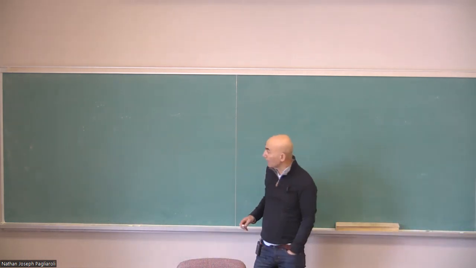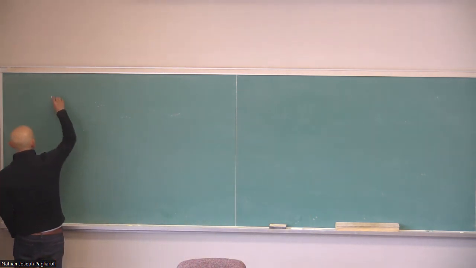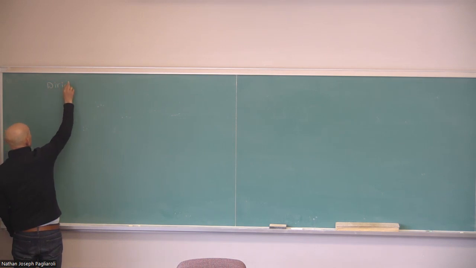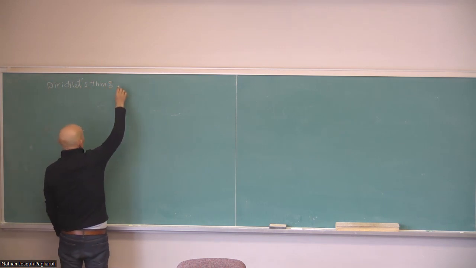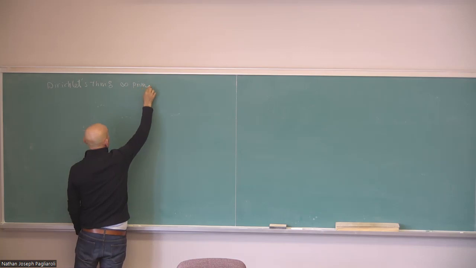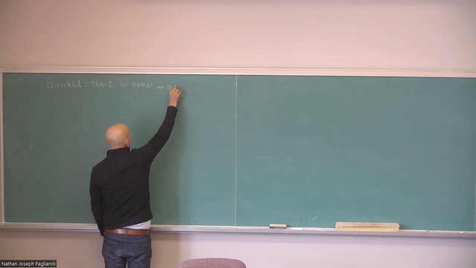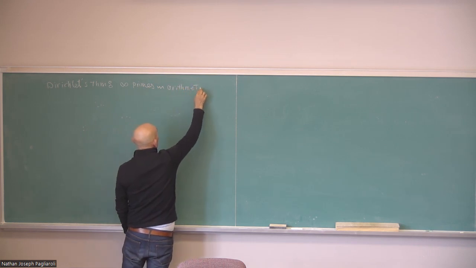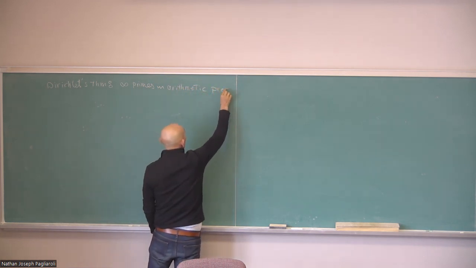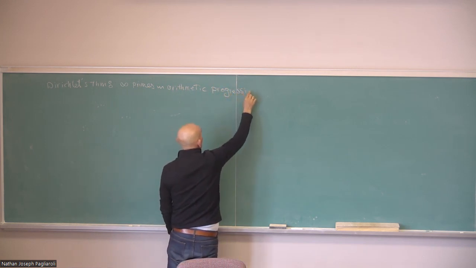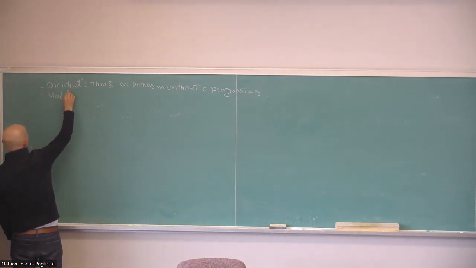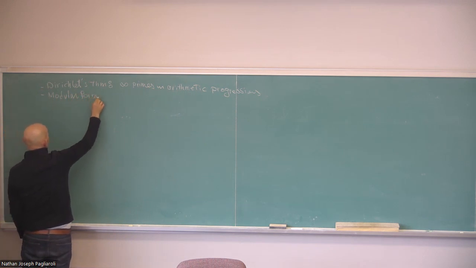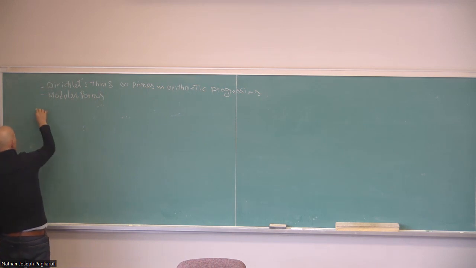So the two topics that we want to cover in this course are Dirichlet's theorem, that is, infinite primes in arithmetic progressions, and topic 2 would be modular forms. Okay, so let's look at Dirichlet's theorem.